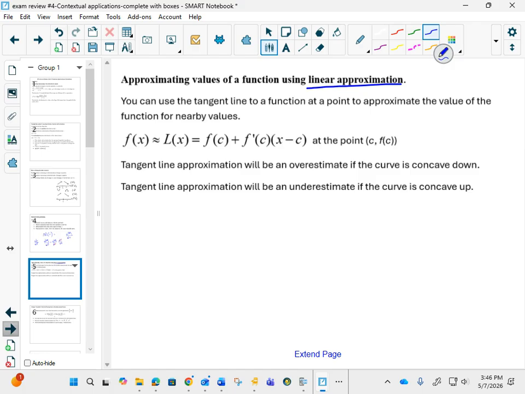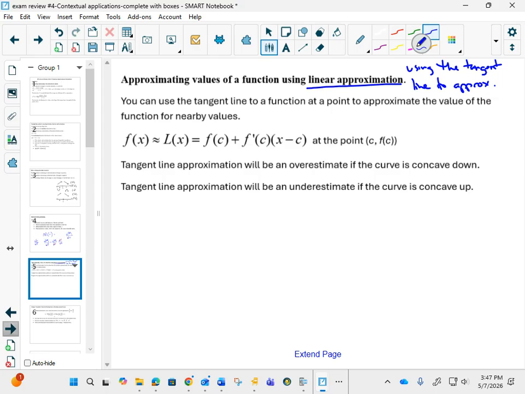Linear approximation is basically using the tangent line to approximate something. You guys are good at finding equations of lines. What do we need? We need a slope and a point to find any equation of a line. If you want to find an equation of a tangent line, well, your derivative finds you your slope. And usually the point is given.